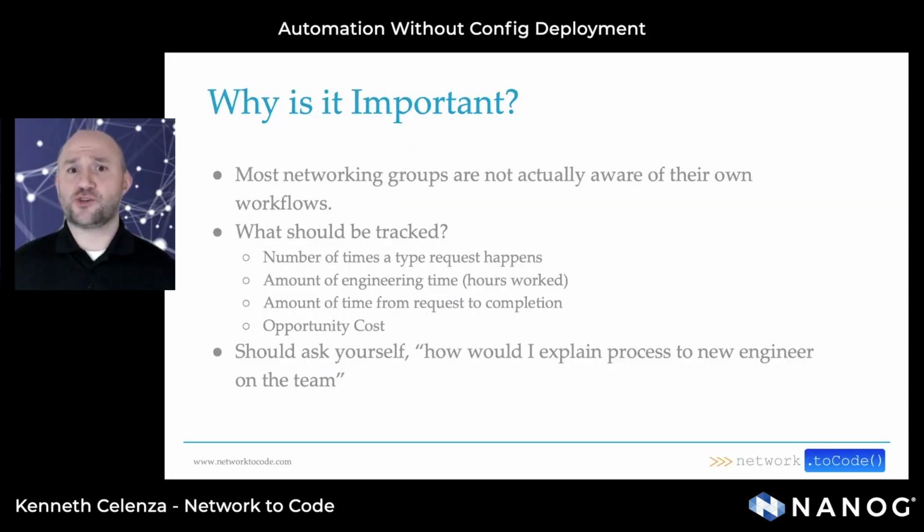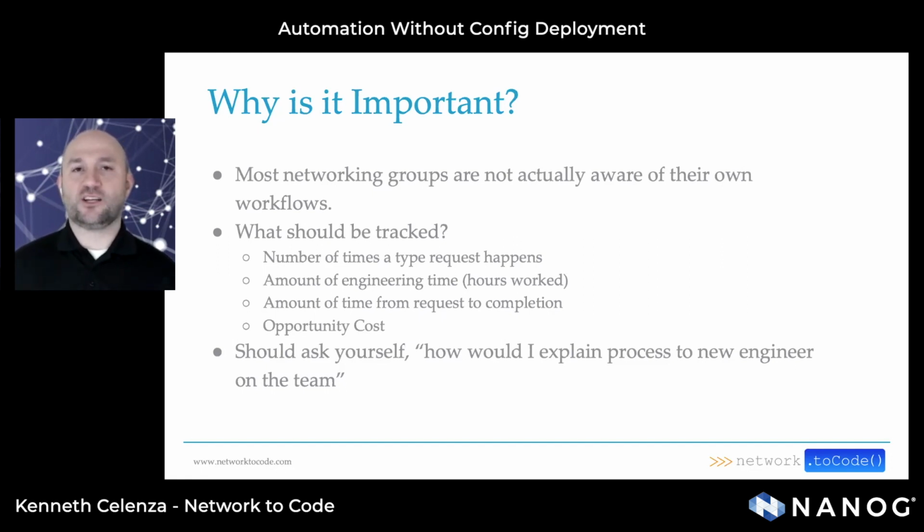So what should be tracked here, right? These 4 data points I'm constantly working with my customers to understand. First is the number of times a request happens, right? So weekly, monthly, yearly: 1, 10, a dozen, 100 times that these requests happen. Second, how much engineering time, actually pecking away at the computer.